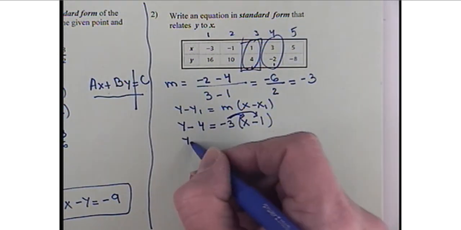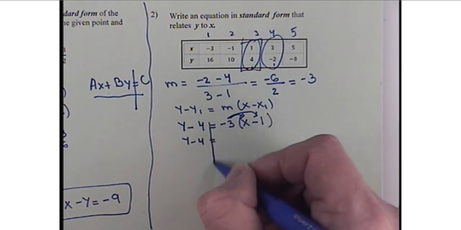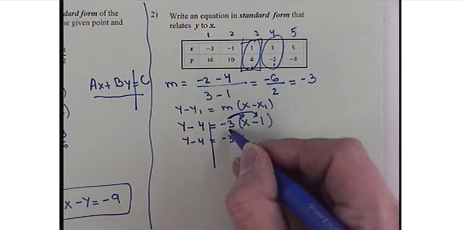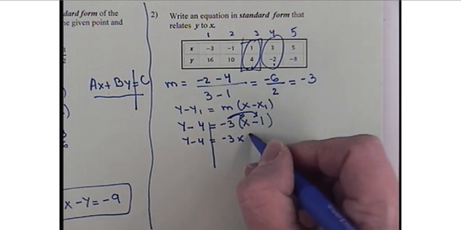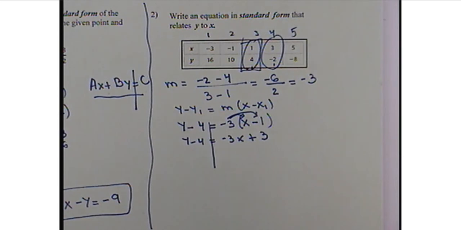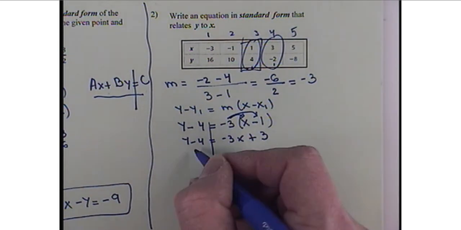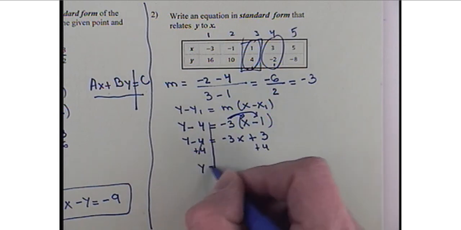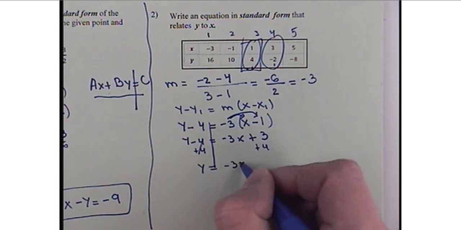So y minus 4 is equal to, you can draw a line if you want to, negative 3 times x is negative 3x, negative 3 times negative 1 will be just positive 3. Moving numbers to the right, so it will be plus 4 plus 4. Those two cancel, y equals negative 3x plus 7.